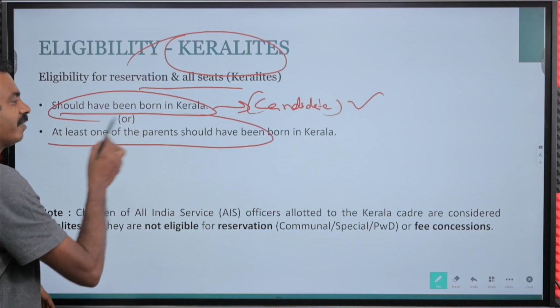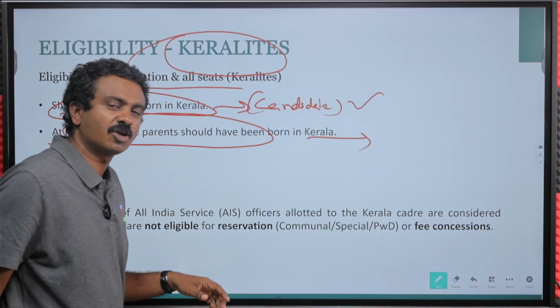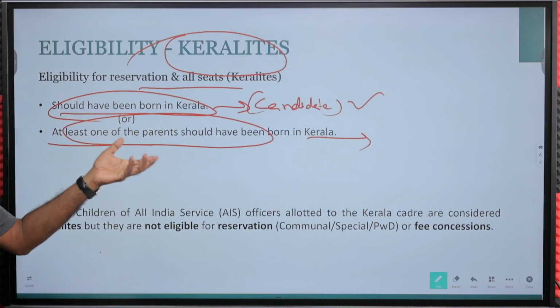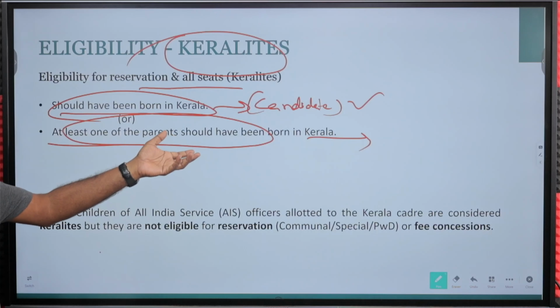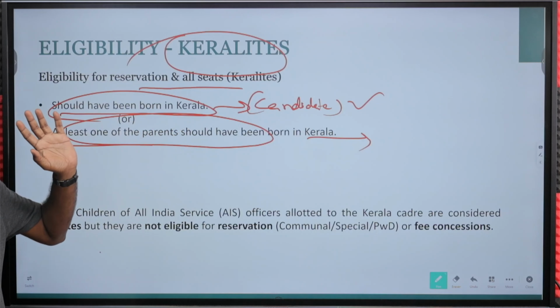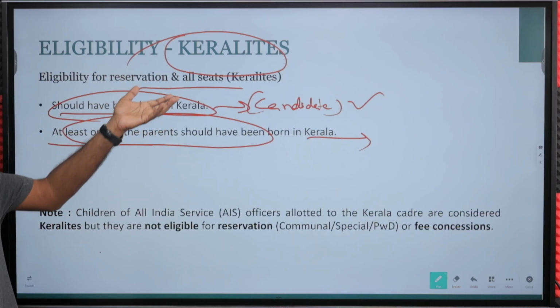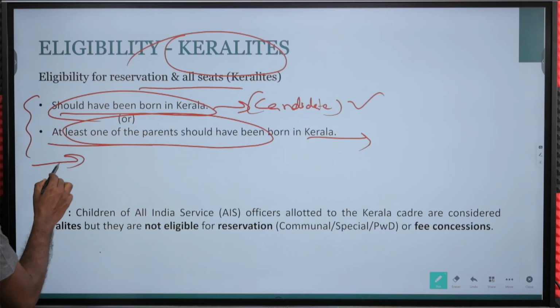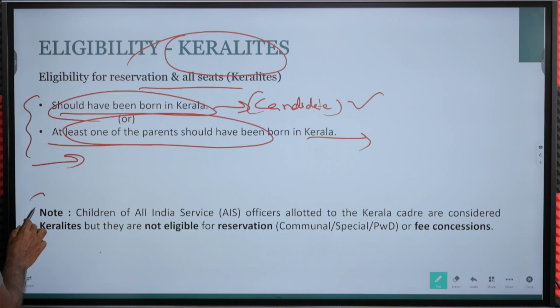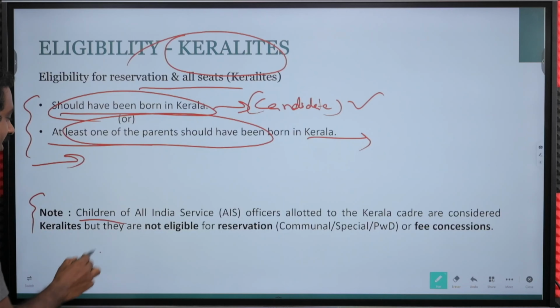Or at least one of my parents should have been born in Kerala. Basically, this is an origin criterion. So if your parent has been born in Kerala, even then you are eligible for being a Keralite, coming under the Keralite category, which has the most number of seats, including government seats under the state merit category.